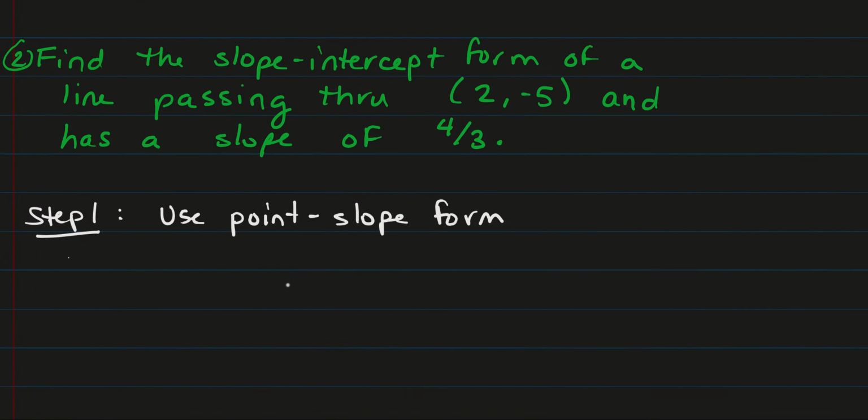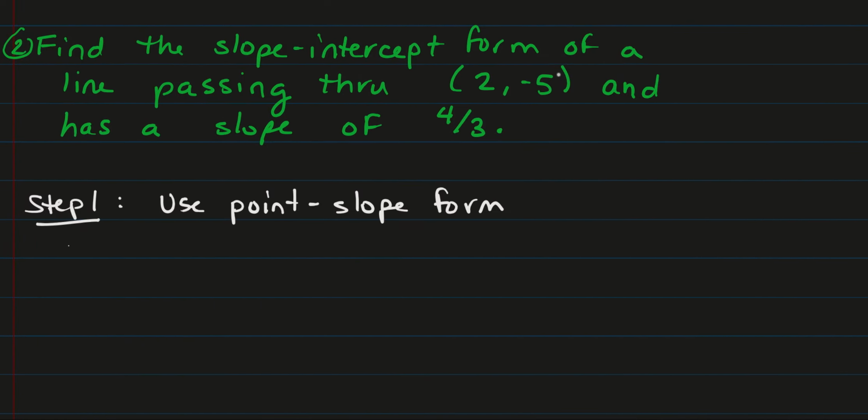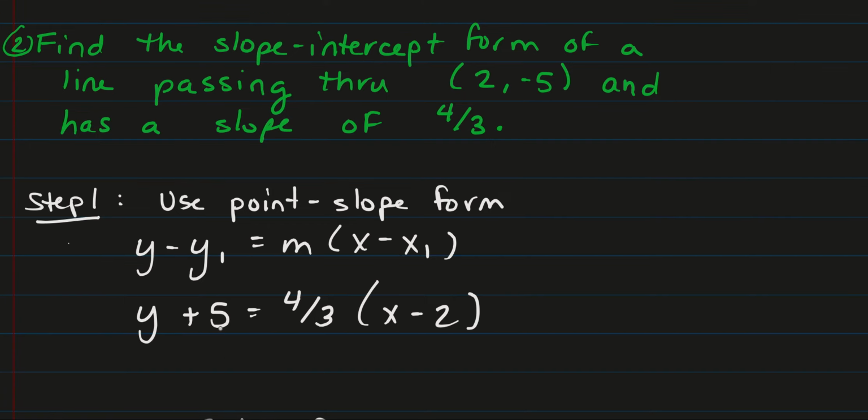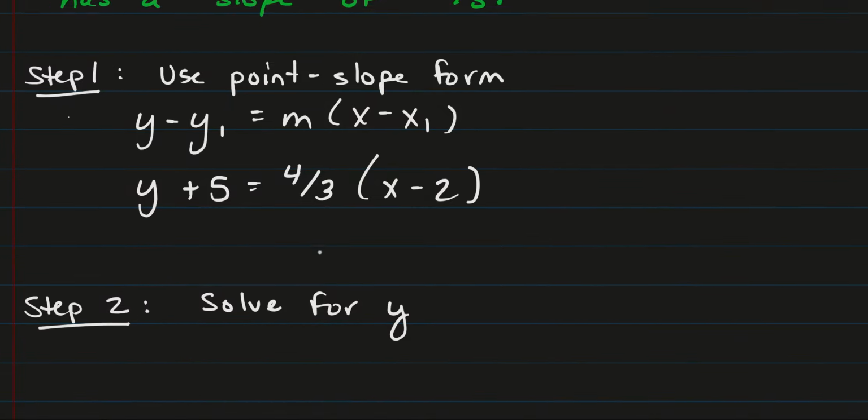We did another example. We said find the slope-intercept form of a line passing through the point (2, -5) and has a slope of 4/3. And how we solved this was we put the line in point-slope form: y minus y1 is m times (x minus x1). The slope was 4/3, so we put that right here. And then we put the 2 in for the x1 spot, and we put the -5 in for the y1 spot. Then, to make this into slope-intercept form, we solve for y.